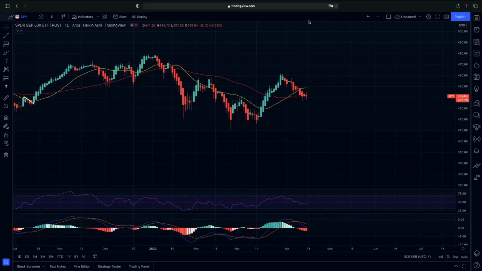Now, I'm going to go over the S&P 500 with you guys so you guys can see what we're looking for to have a bounce back. And if we do continue on down, what exact level we're looking for to continue on down from.